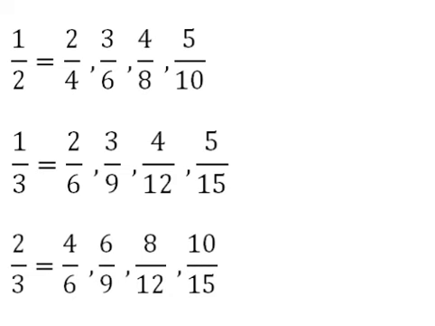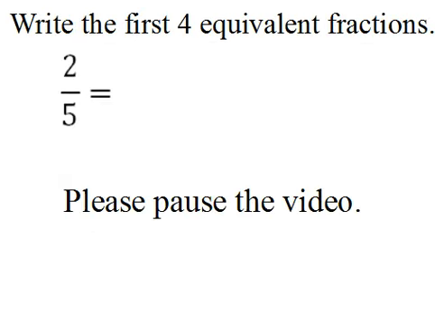Note that you don't have to start with a 1 in the numerator. This just holds true for any fraction. 2/3, if you multiply the top and bottom by 2, you get 4/6. By 3, you get 6/9, and so on and so forth. So what I'd like you to do now is go ahead and pause the video, and try to write the first 4 equivalent fractions for 2/5. So go ahead and take a second and do that.